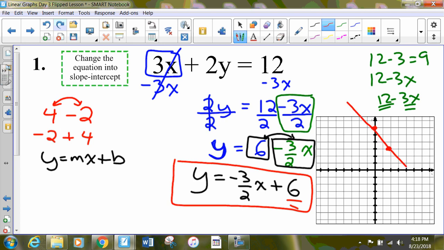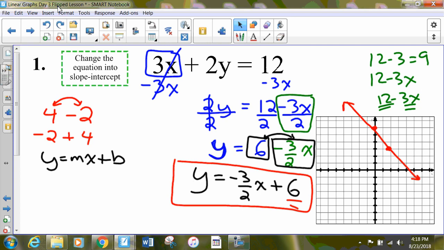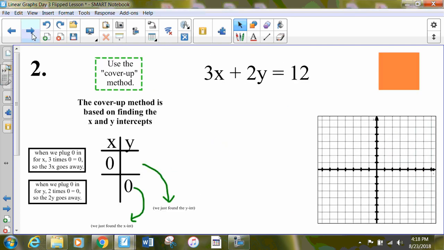All right, we're going to take the same problem and we're going to use the second method. Are you ready? Let's see, okay, 7 minutes in, let's see the second method. All right, this method has a little cute name. It's called the cover-up method. And this is what the cover-up method is based on.